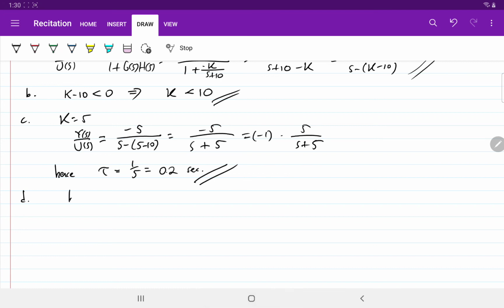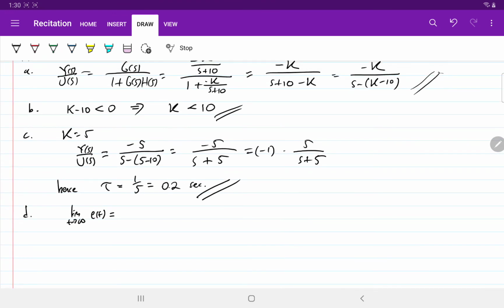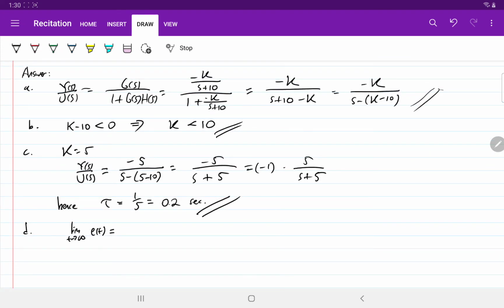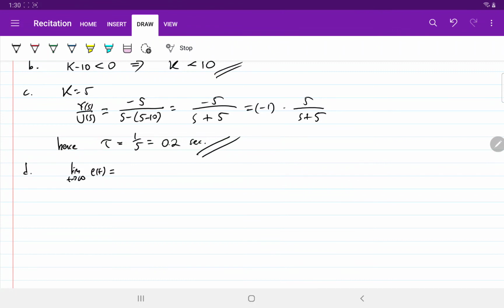So what is steady state error? It's the limit as t goes to infinity of e of t, right? Since we know that the system is stable, how? Because K is 5, and we know that the system is stable when K is less than 10. So since 5 is less than 10, the closed loop system is stable. So we can apply the final value theorem. The limit of e of t as t goes to infinity is equal to the limit as s approaches 0 of s times e of s, right?